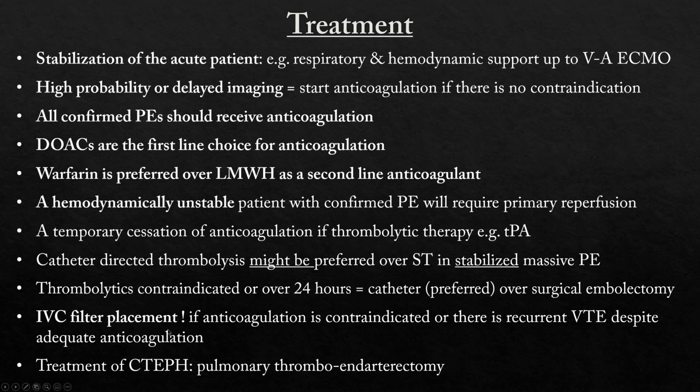Chronic thromboembolic pulmonary hypertension. Now, the treatment for this chronic condition is surgery. Which type of surgery? It's pulmonary thromboendarterectomy, vascular surgery.